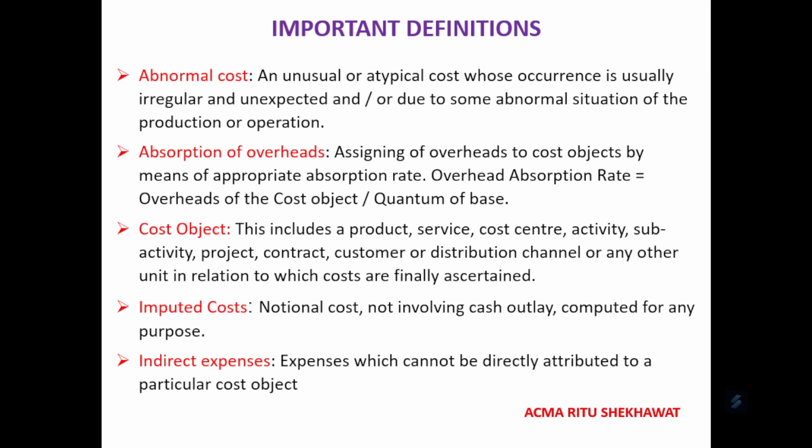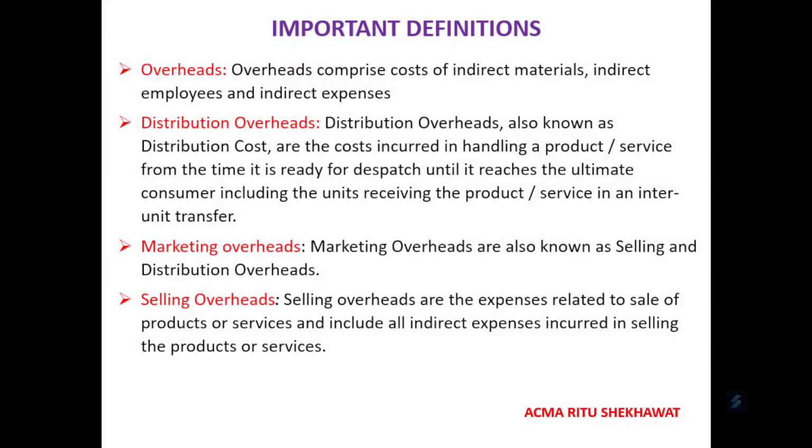Absorption of overheads is assigning overhead to a cost object by means of an appropriate absorption rate, that is, the overhead of the cost object per quantum of base. And imputed cost is a notional cost, indirect expenses which cannot be directly attributed to a particular cost object. So these are some normal definitions.